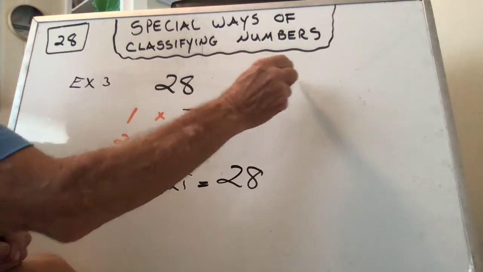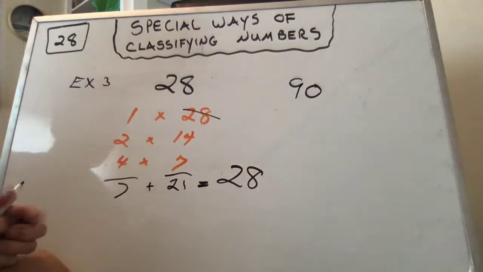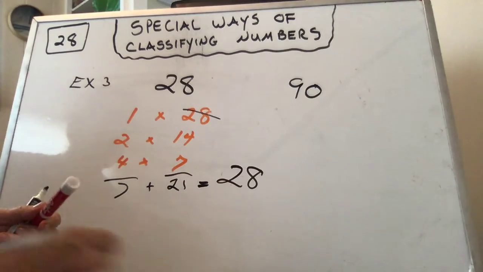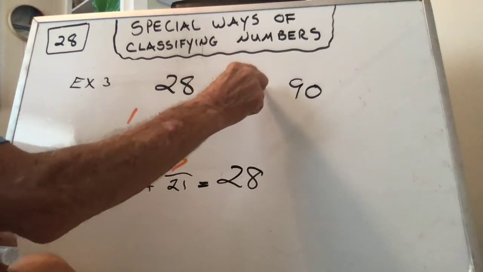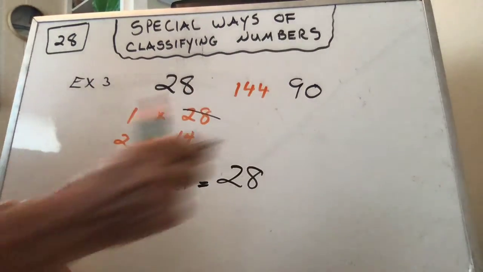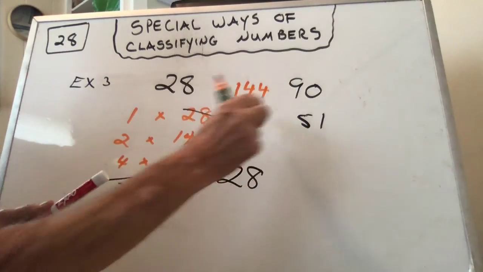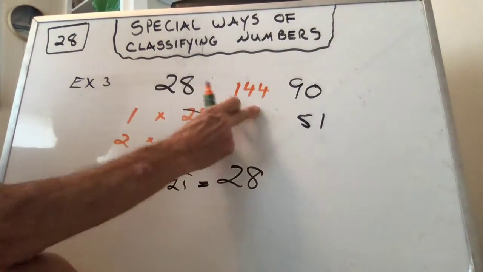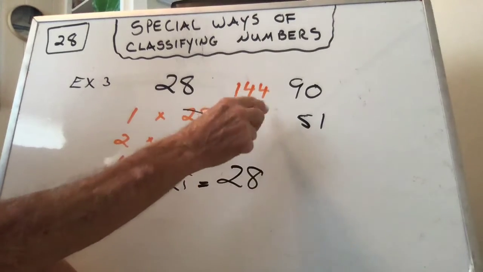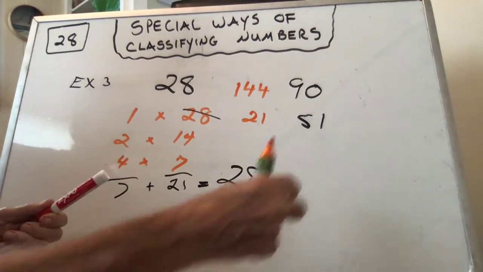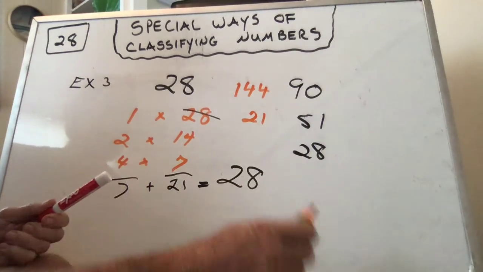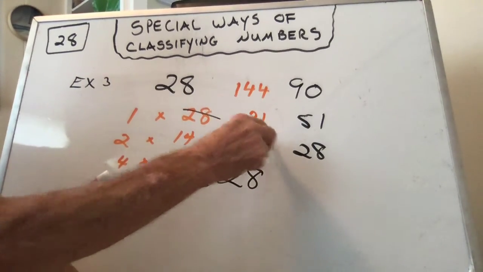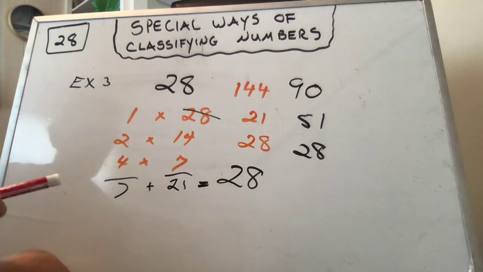So when we had 90, the factors added up to 144. When we had 51, the factors added up to 21. When we had 28, the factors added up to 28. Okay, you guys all right?